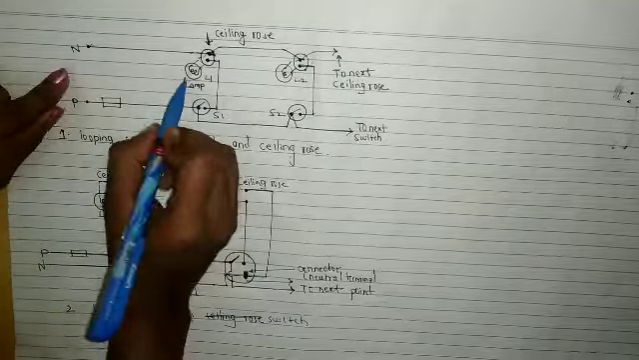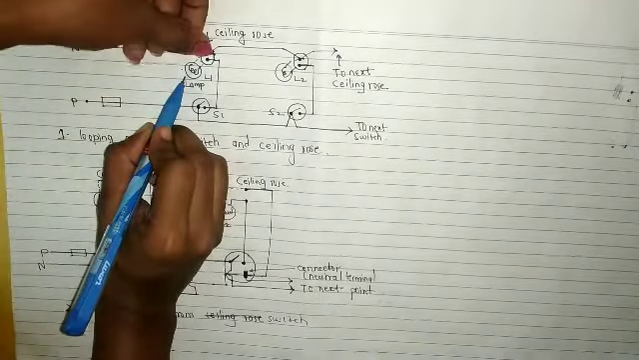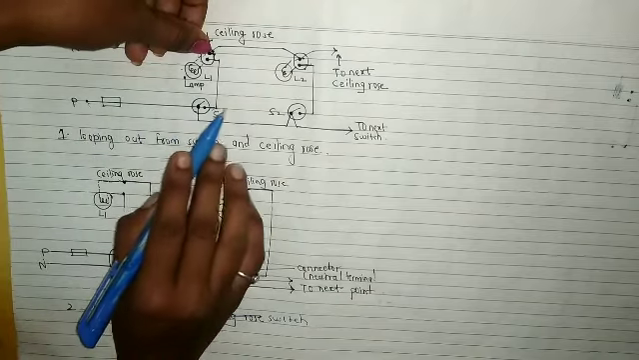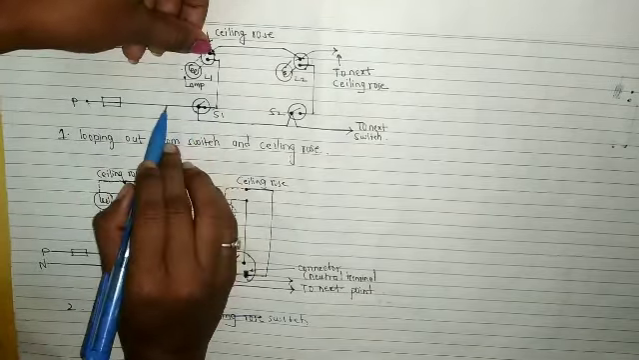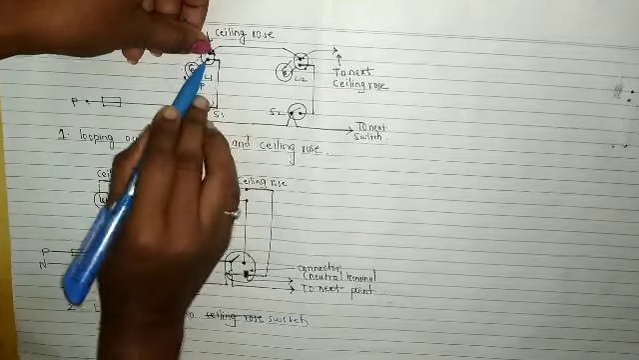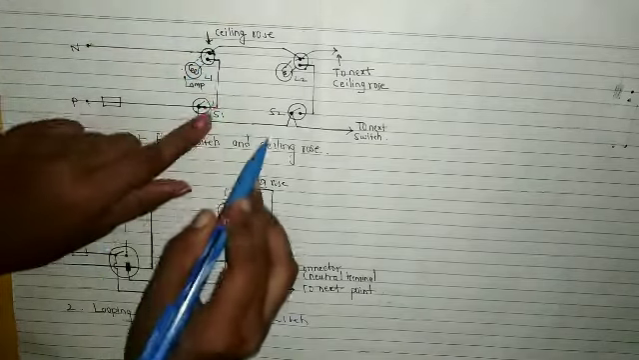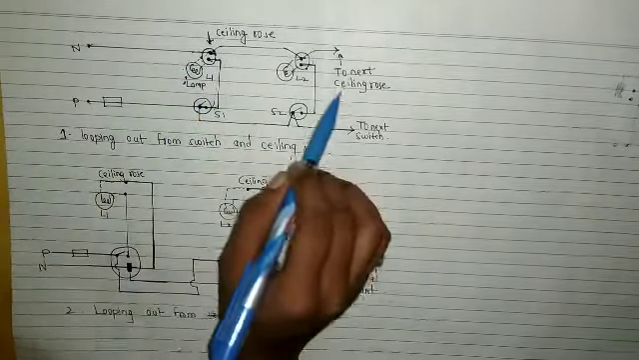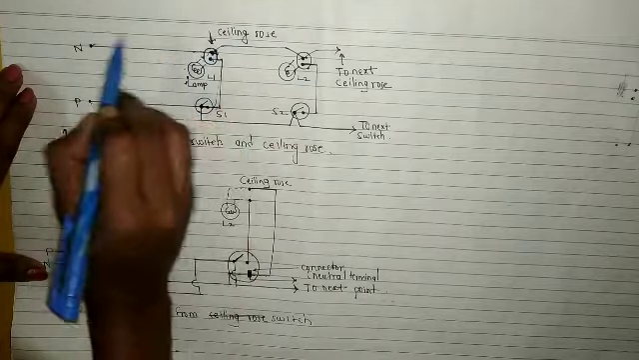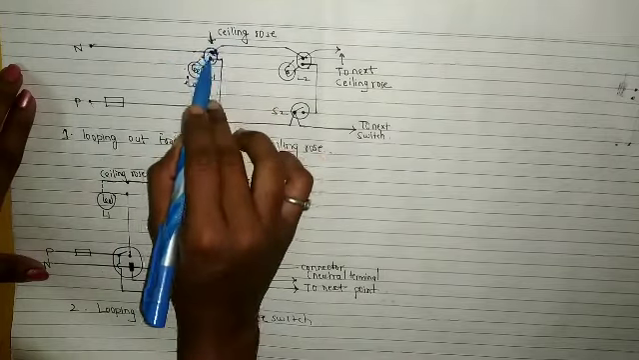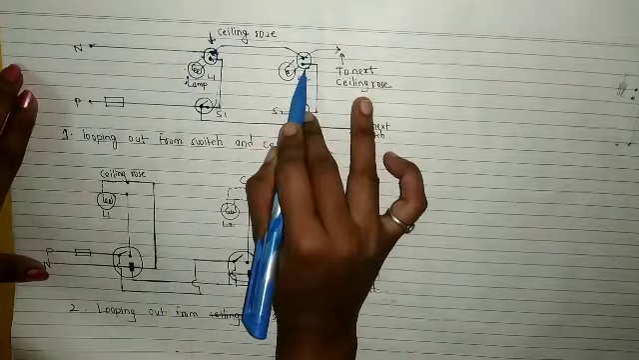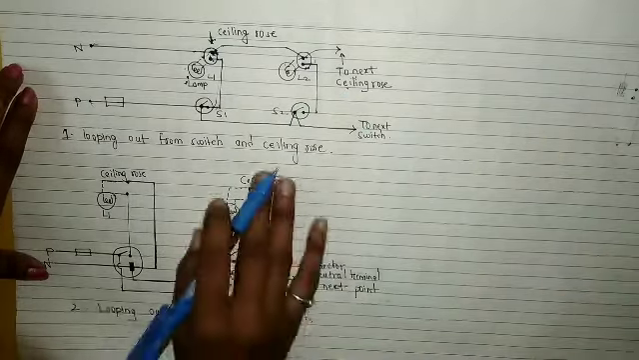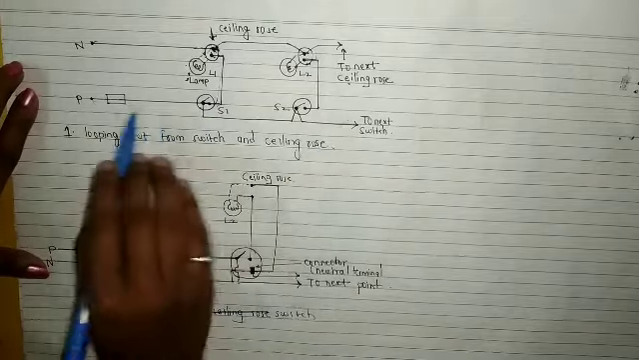For this lamp, the neutral is provided here, and the phase is coming from this switch. Whenever the switch is on, the current will come here and provide here. So the phase is here, the neutral is also here, and this bulb will glow. So what does looping mean? The neutral came from here to this ceiling rose, and from this ceiling rose to the next ceiling rose. Similarly, we can connect many ceiling roses. Similarly, here at the switch, we are giving the phase forward.